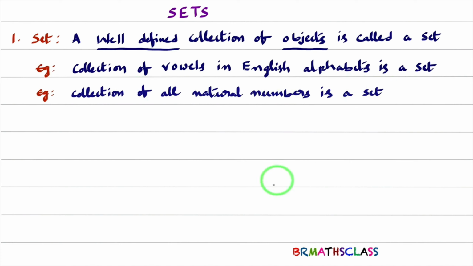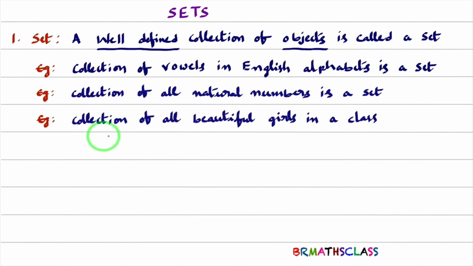We'll try to understand this with one more example. Observe this: the collection of all beautiful girls in a class. Here the point is, is this beautiful girl well defined or not?